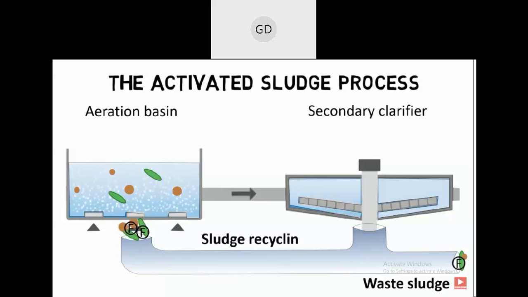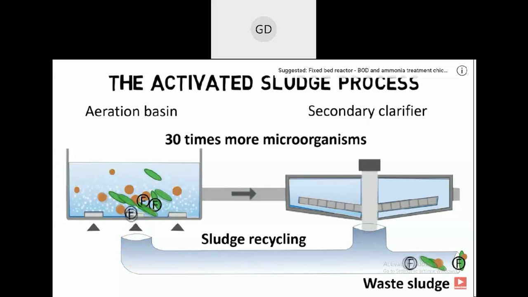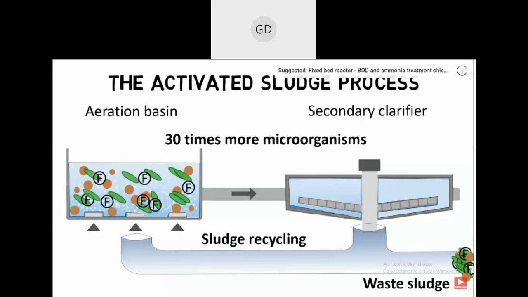By recycling the activated sludge back into the aeration basin, the amount of microorganisms can be increased significantly, e.g. 30 times compared to the raw water influent. This is exactly the principle of activated sludge, to accelerate biological degradation significantly in a confined space.